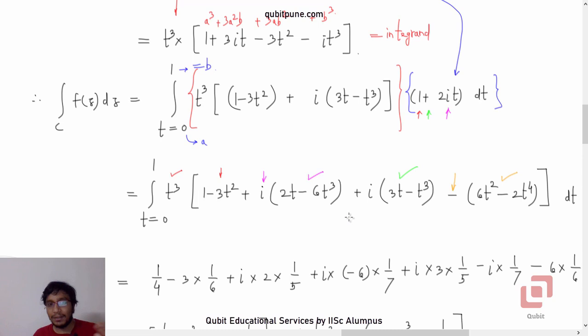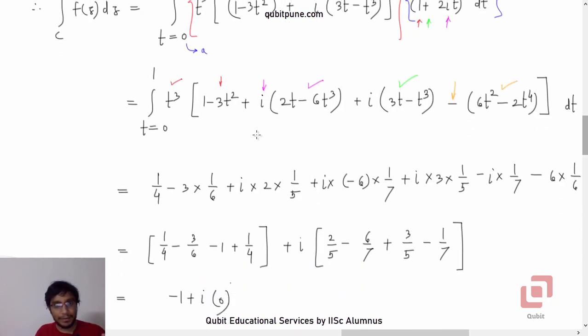From this you can even find these definite integrals on a calculator, but I have done it for you. First term is 1 multiplied by t cube, so its integral will be t to the power 4 upon 4. Because the lower limit is 0, just replace t by 1, so that is going to be 1 by 4 minus 3 times t to the power 5, integral t to the power 6 upon 6, 1 upon 6, plus i into first term 2t to the power 4, so 2 into t to the power 5 upon 5, so 2 by 5.